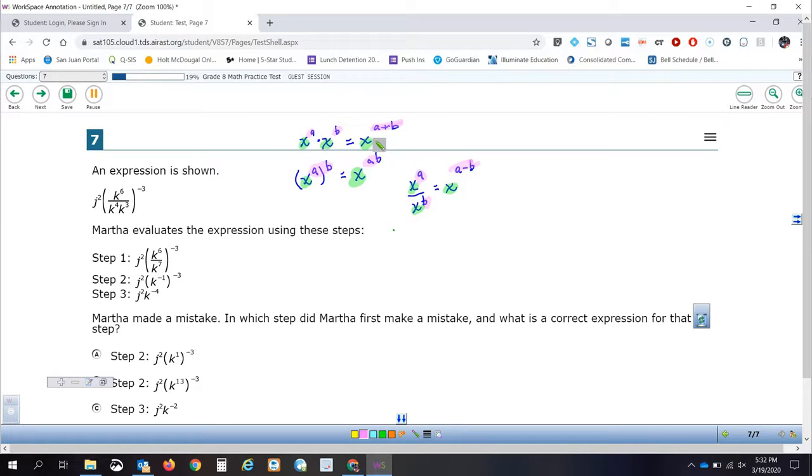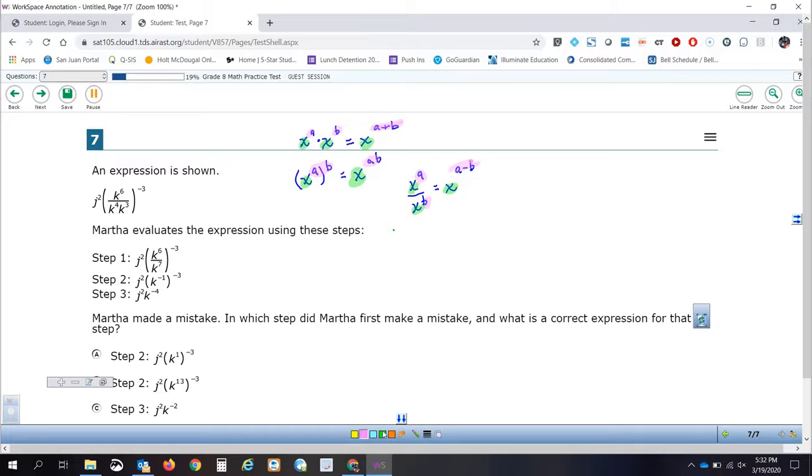This is called the product property of powers. This is raising a power to a power. And this is the quotient property of powers. All right, so let's take a look at what Martha did.